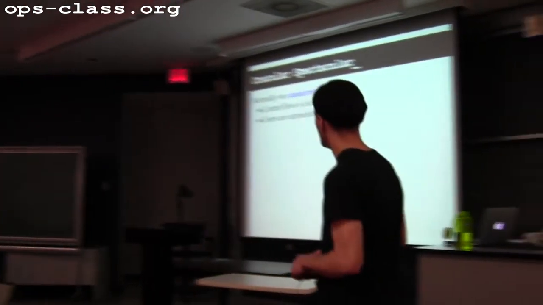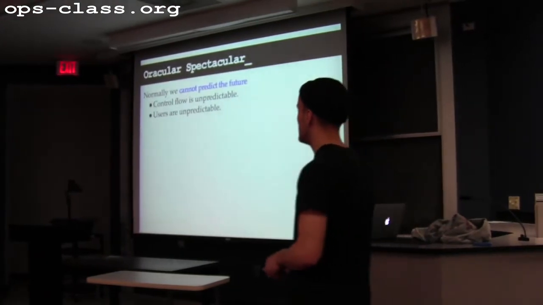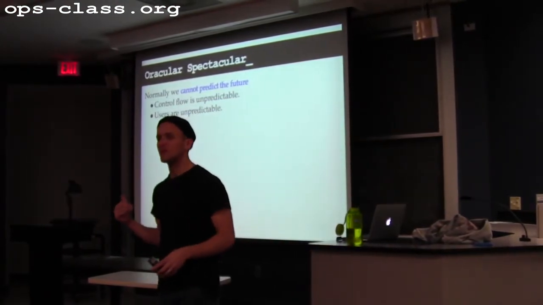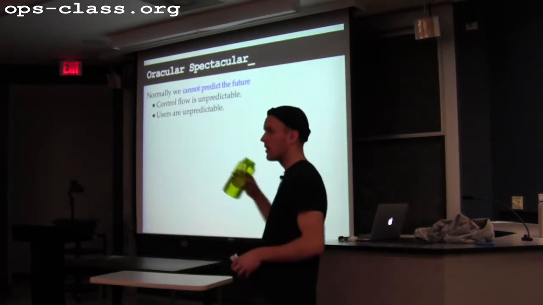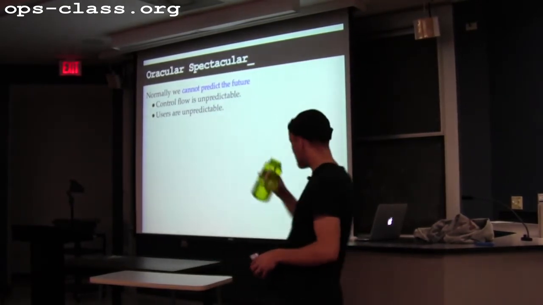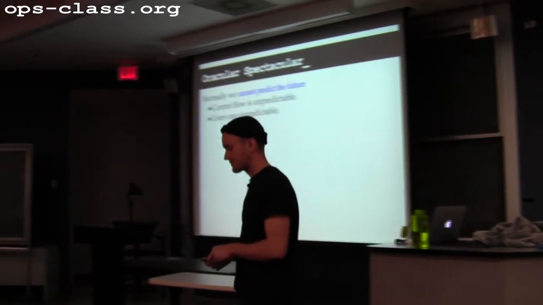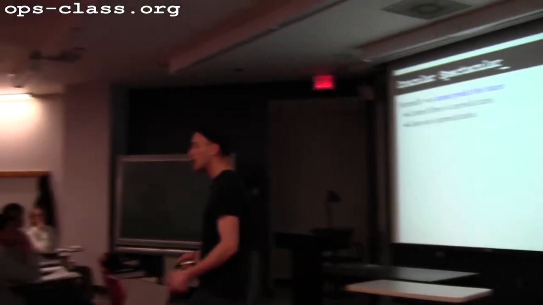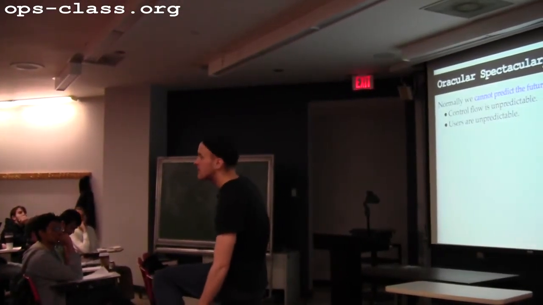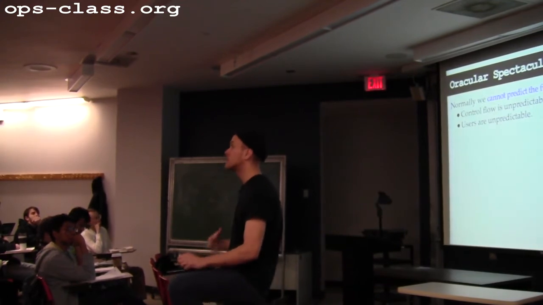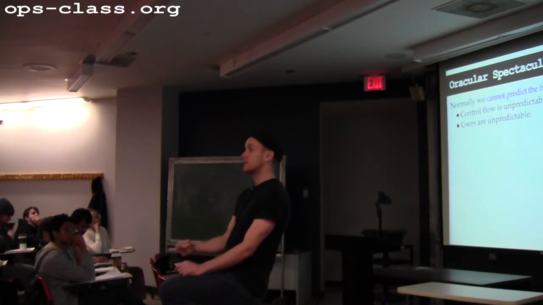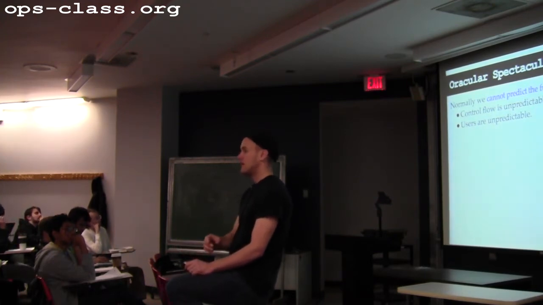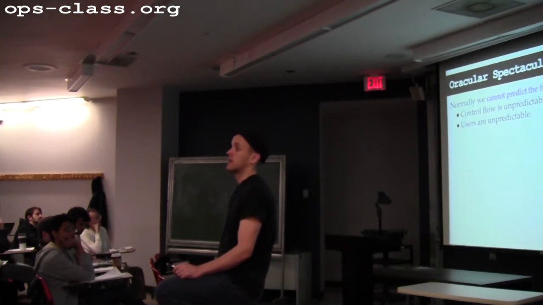So again, normally we can't predict the future, and here are the reasons why. These probably seem obvious to people. Yeah. So when you say quantum, how do you decide what the quantum is? Right. So the choice of quantum is largely a function of the trade-off between the ability to make more frequent scheduling decisions and the overhead of making the scheduling decisions themselves.